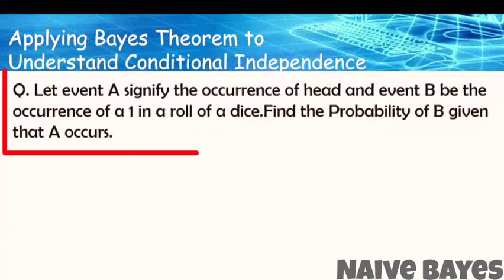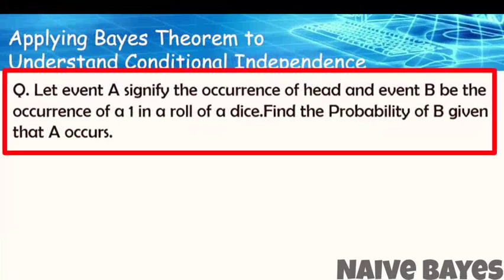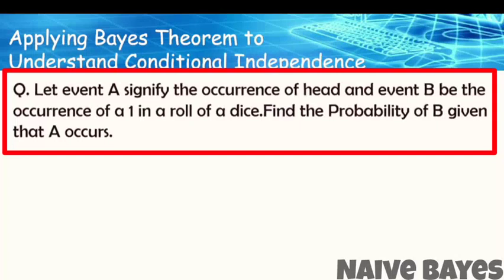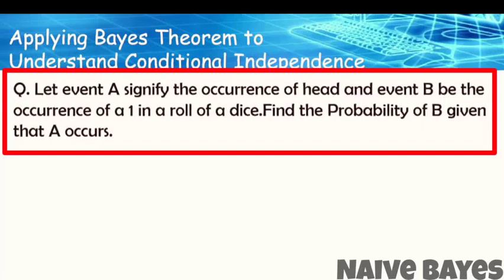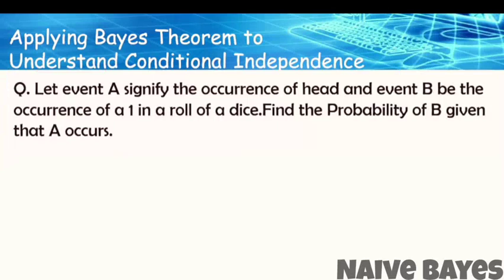So we have a question: let event A signify the occurrence of a head, and event B be the occurrence of 1 on a dice roll. Event A is tossing a fair, unbiased coin, and event B is getting 1 on the die, so rolling an unbiased die. Find the probability of B given that A occurs.